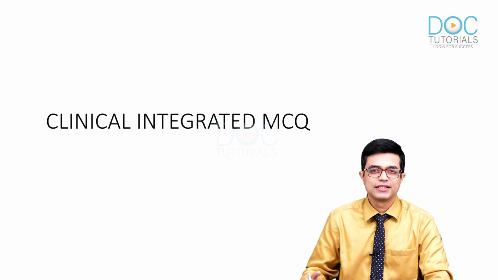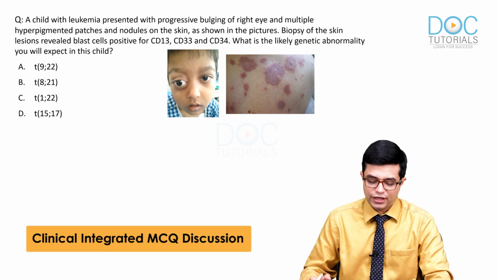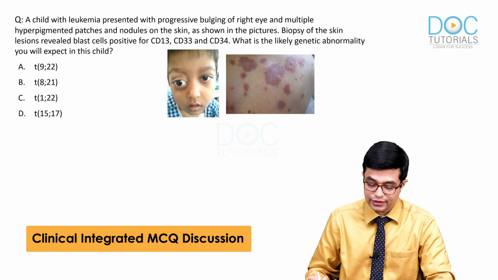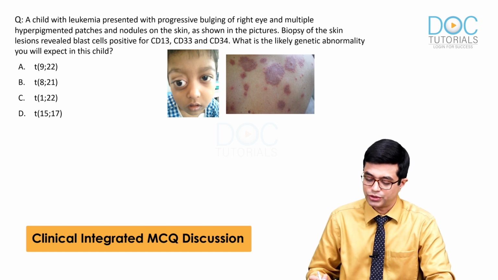We'll not only be discussing the topic briefly, but I'll also be telling you the process you are supposed to follow for solving such integrated questions. Let us first look at the question. A child with leukemia presented with progressive bulging of the right eye and multiple hyperpigmented patches and nodules on the skin as shown in the picture.